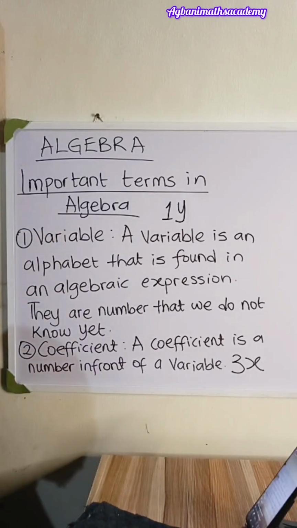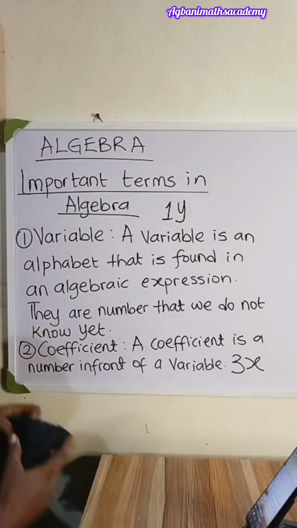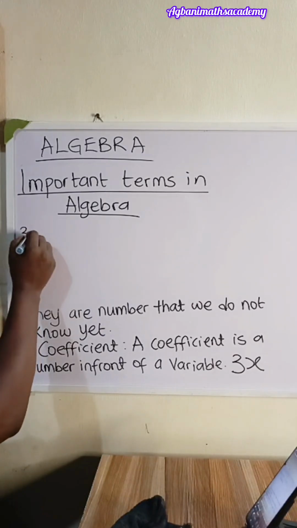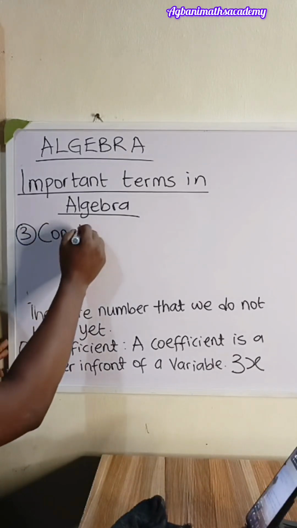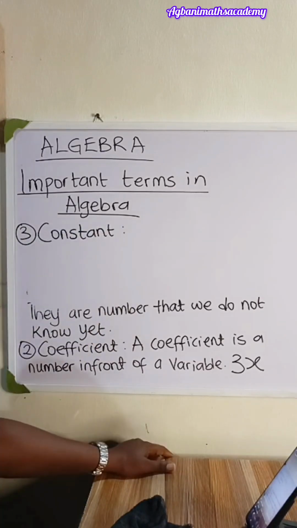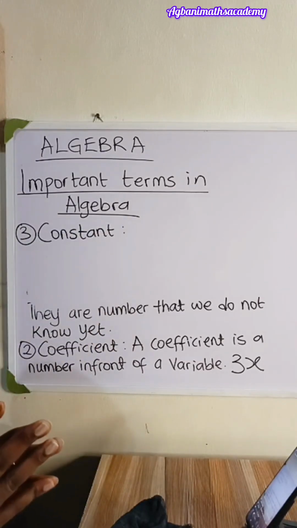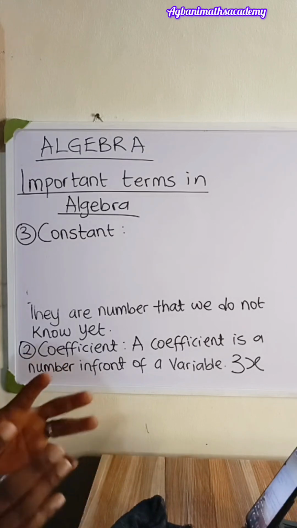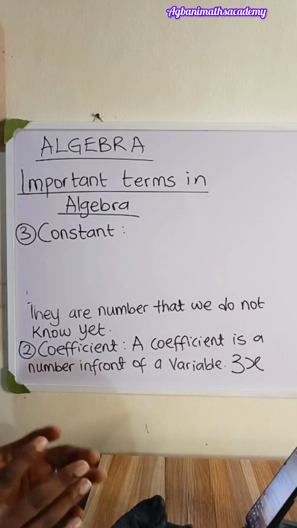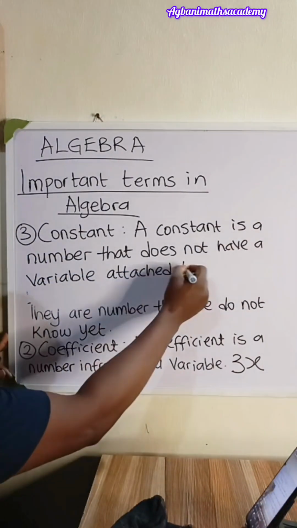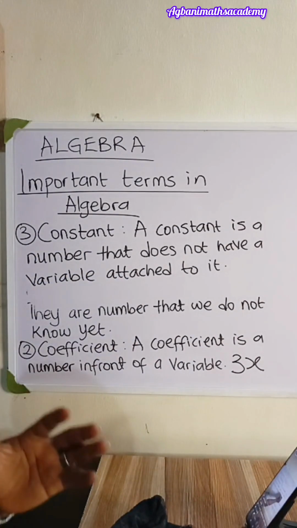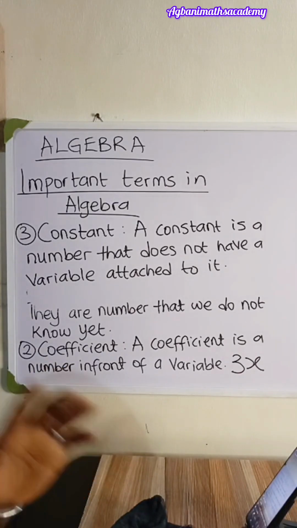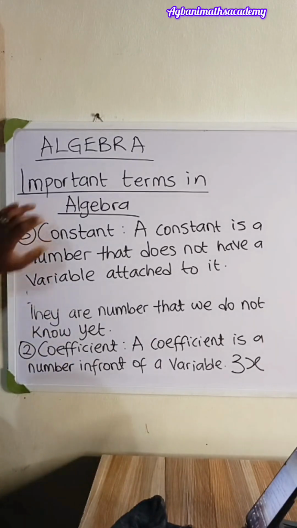Okay, so let's continue. The next thing we are going to look at is a constant. A constant is a number that does not have a variable attached to it. If you come across an algebraic question, any number that does not have a variable or a letter attached to it is called a constant.